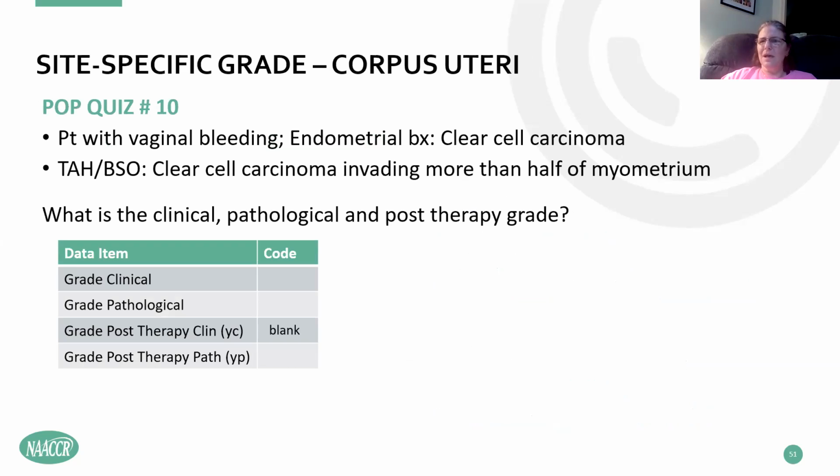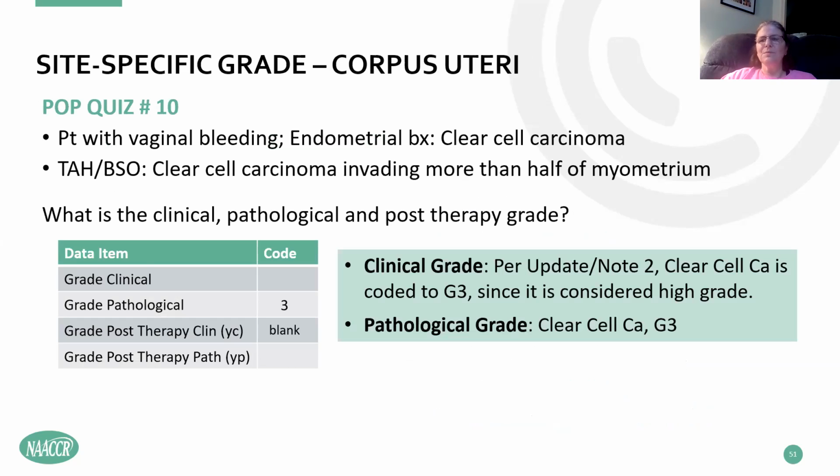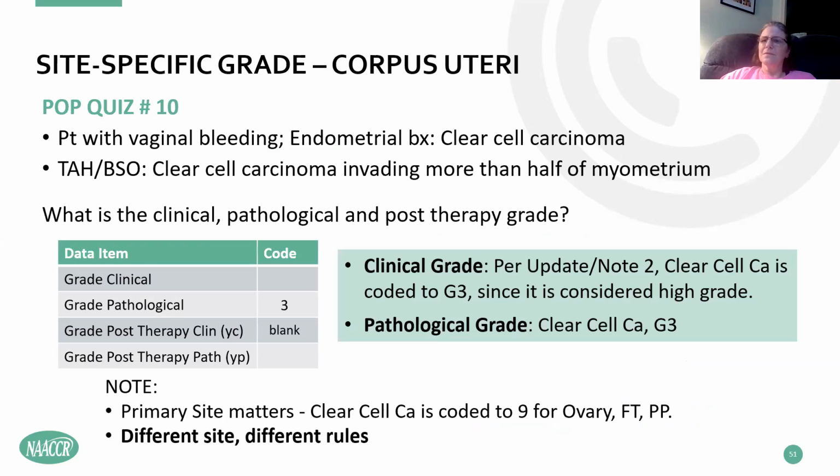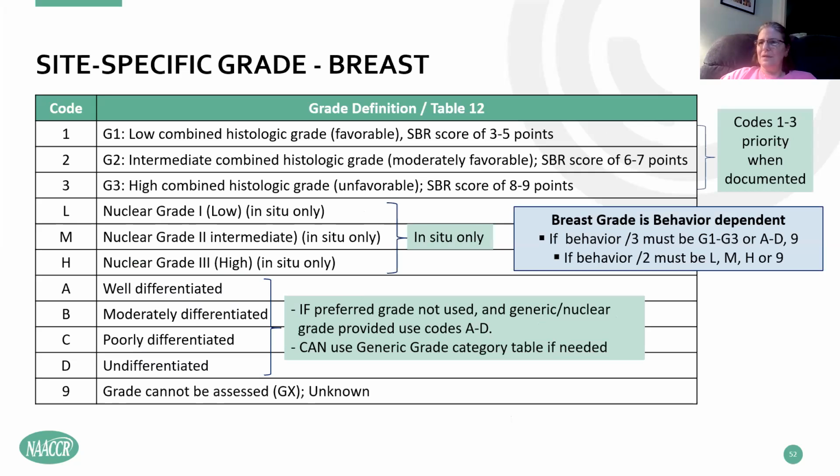So here's pop quiz 10, which just clarifies that in this case, your pathological grade would be a 3 because you have a clear cell carcinoma. And remember that primary site does matter. The clear cell carcinoma is coded to 9 for ovary, fallopian tube, and primary peritoneal carcinomas, but for corpus, it is coded for 3. So different site, different rules. So do not apply this rule to other schemas.